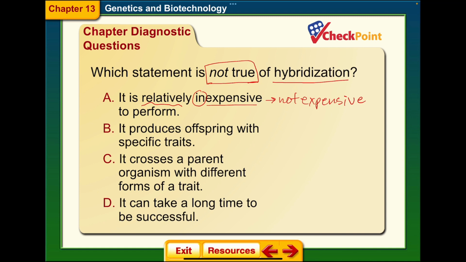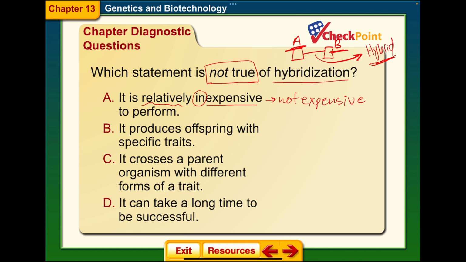So if we remember what hybridization is, hybridization is when we have parents that both have desired traits. For example, parent A has a desired trait, and parent B has another desired trait. We cross these parents together to get an offspring that is a hybrid of both parents. So this offspring has both those traits that the parents have, right? So we call this a hybrid.